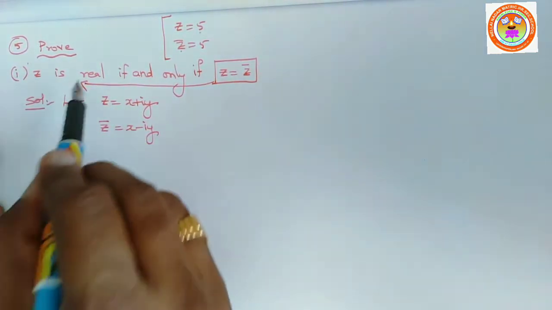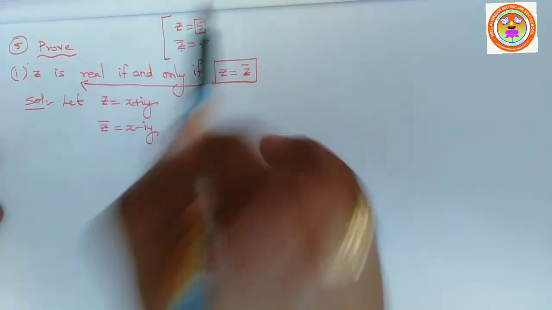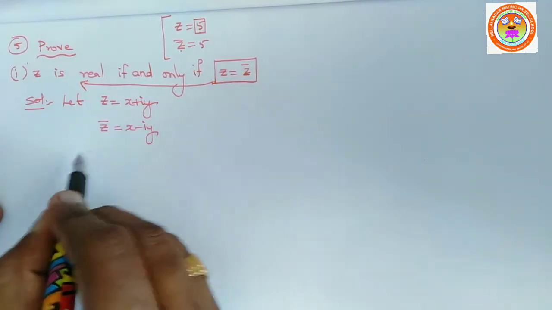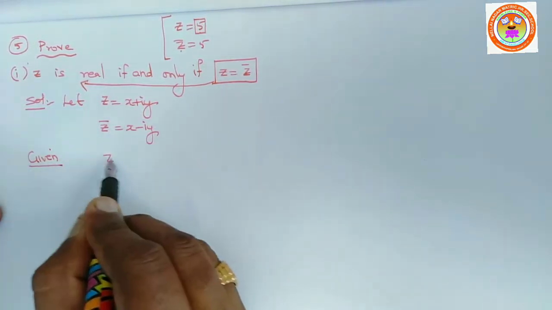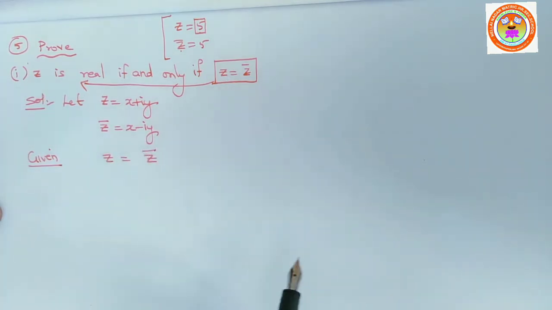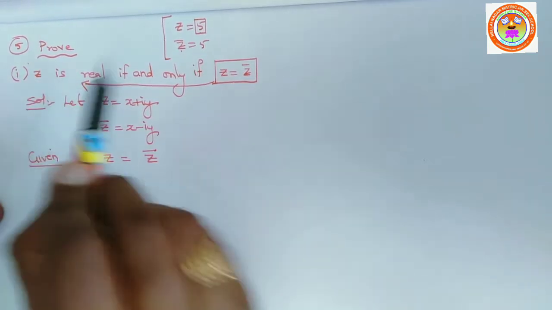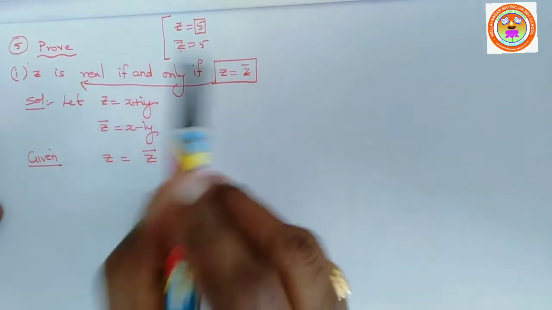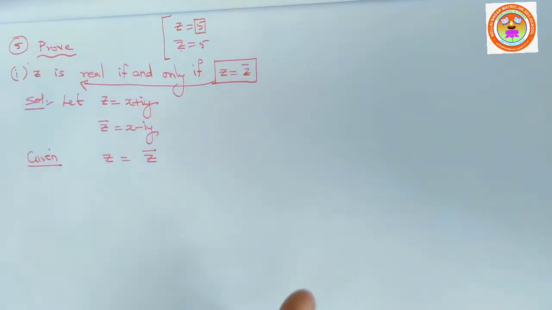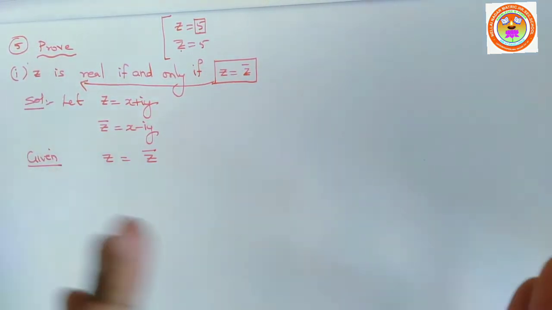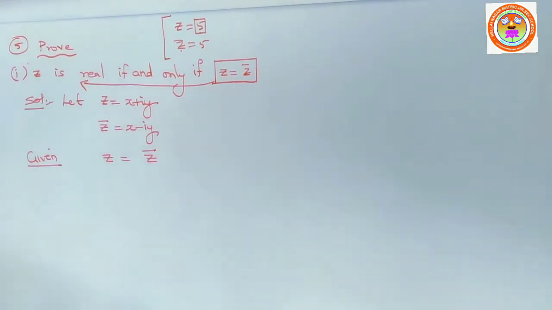What is meant by real? Real is nothing but we want only the real part and there is an absence of imaginary. That's all. Z is equal to z bar. So, right, given, first we take given z is equal to z bar. Since this is an if and only if, what is my if and only if? We can say z is real, then z equal to z bar. Otherwise, z equal to z bar, then z is real. That is a reversible reaction. It moves from left to right, and it can be moved from right to left.